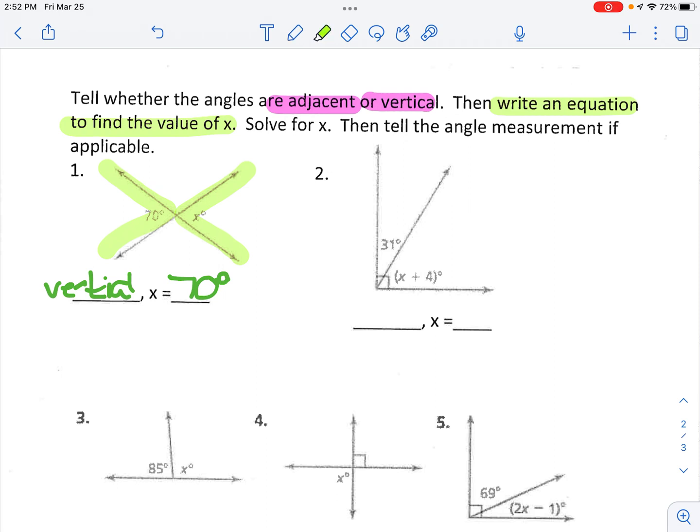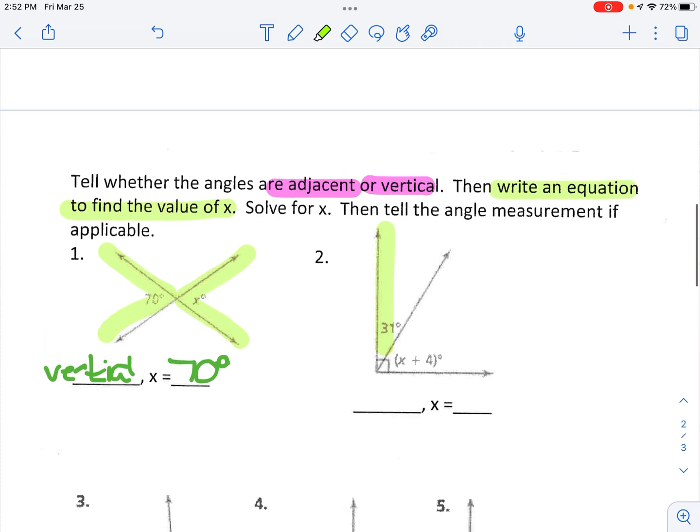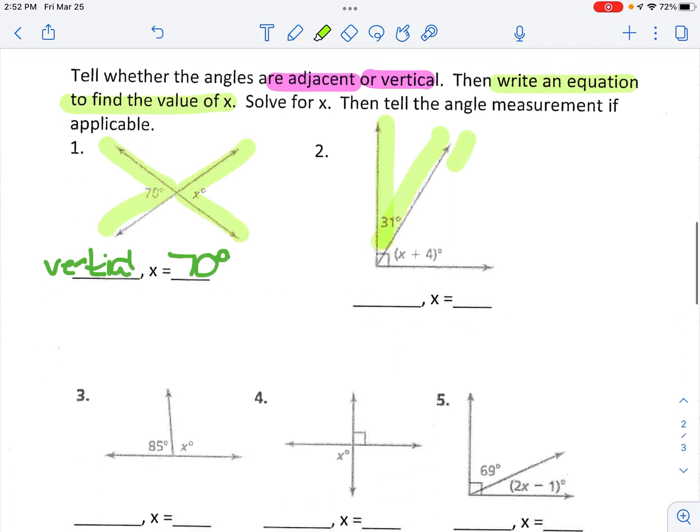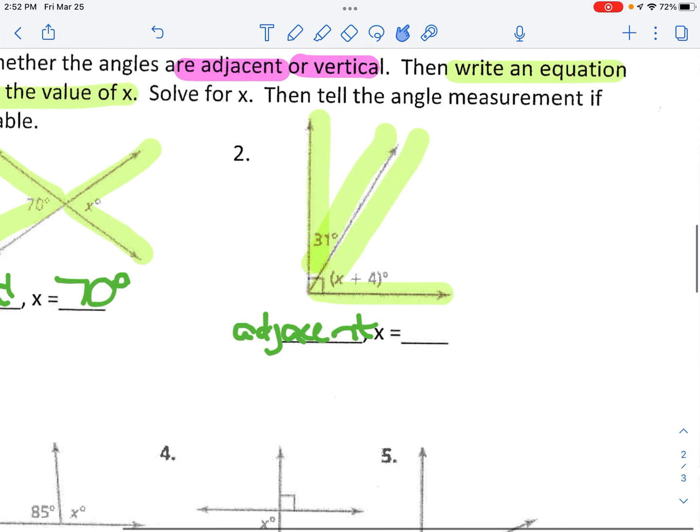Now, if I look at this angle and this angle, those two angles share a side. So those two angles are called adjacent. Now this one I am going to have to write an equation to solve for x.